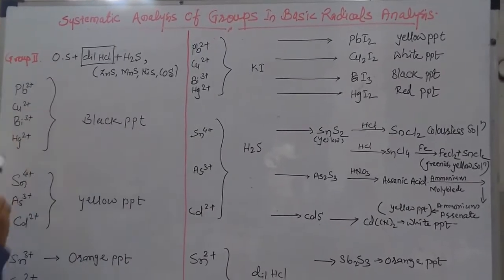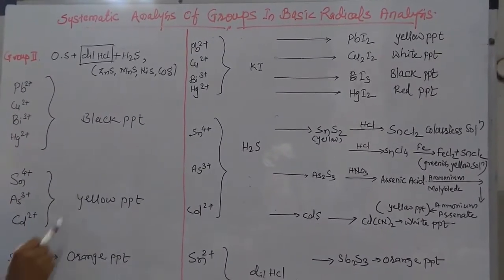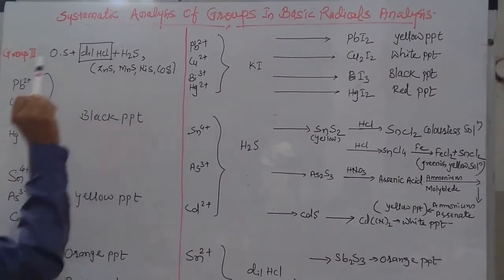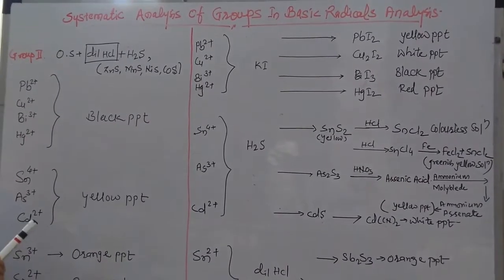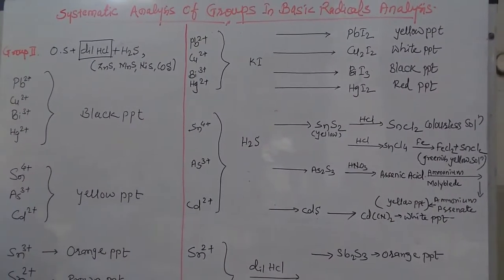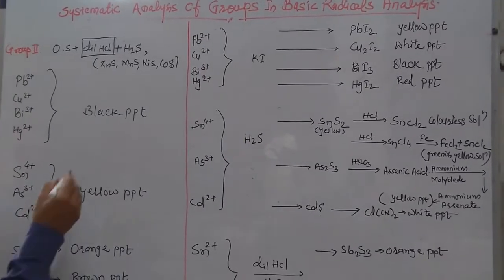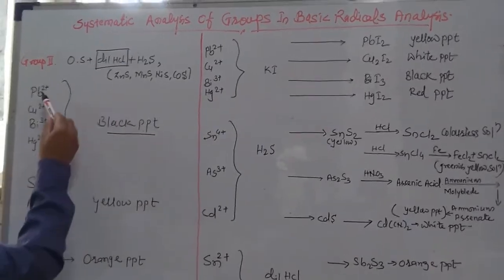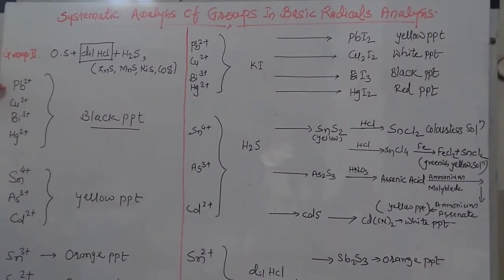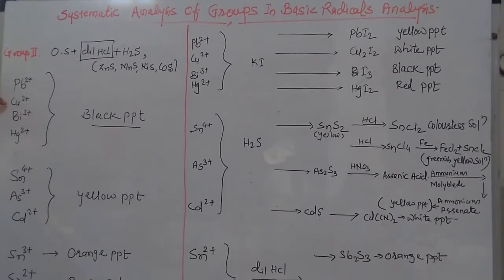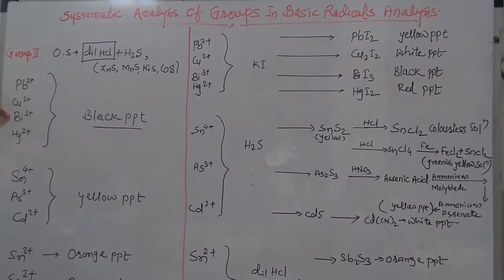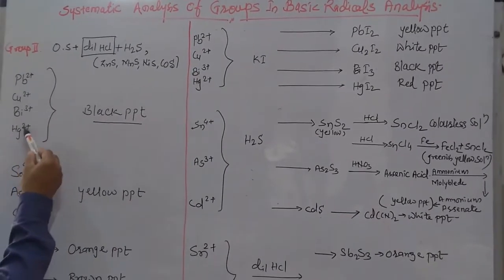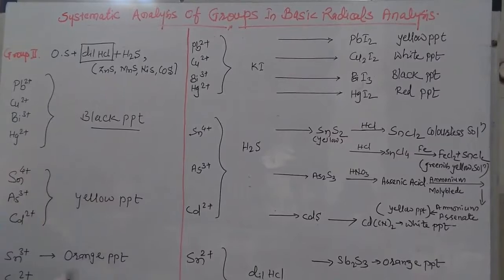First we will take the original solution in the test tube, then we will add dilute HCl, and then we will add H2S gas or H2S water. Then if there is a formation of black precipitate, that indicates the presence of either Pb2+, Cu2+, Bi3+ or Hg2+ radicals. These radicals form black precipitate.